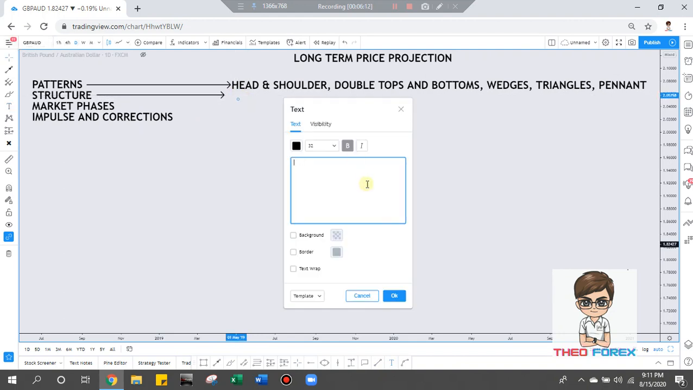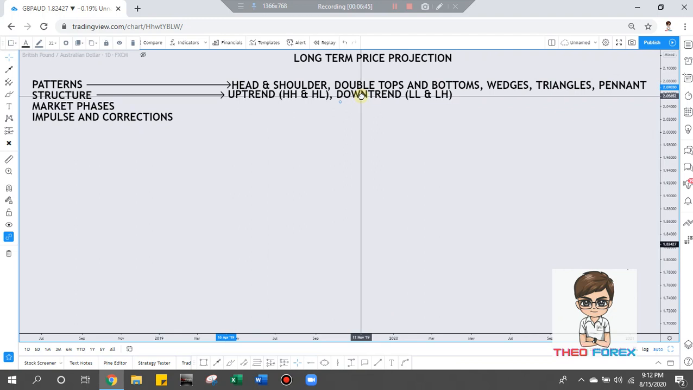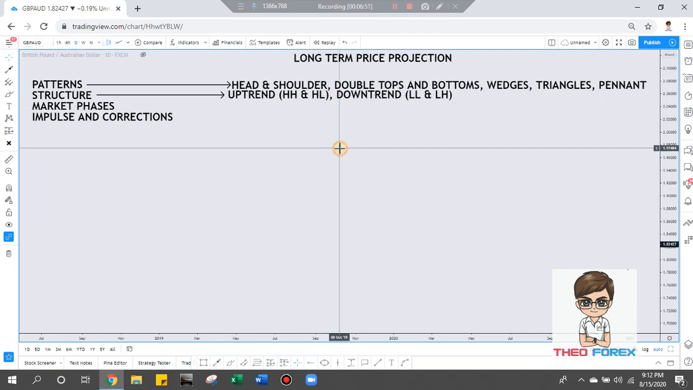Simple as ABC. So we have an uptrend, which in brackets we write HH and HL. That's higher highs and higher lows. While a downtrend, we'll have lower lows and lower highs. So it's quite simple. It's very, very simple. That's just the key advantage when it comes to structure.